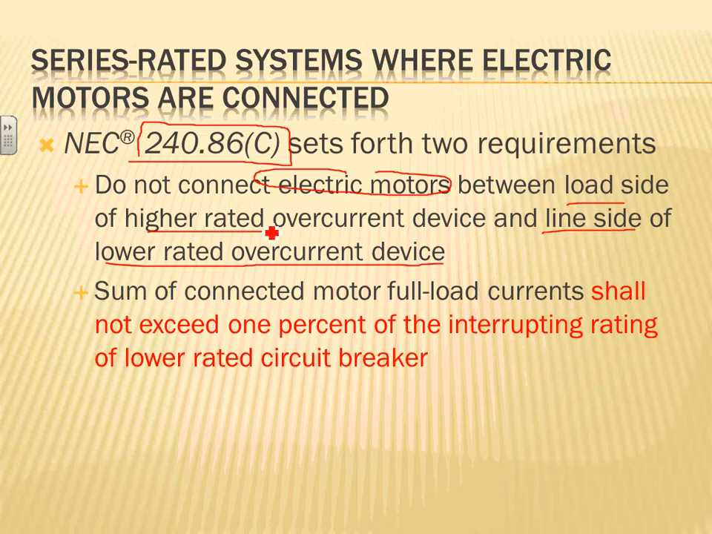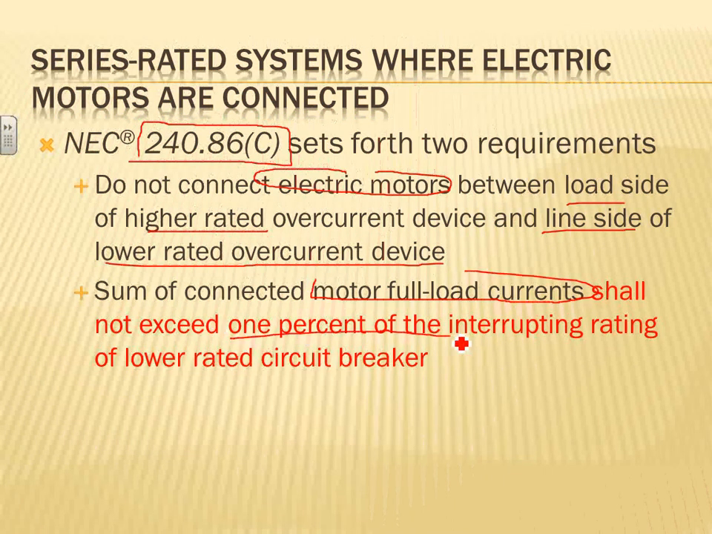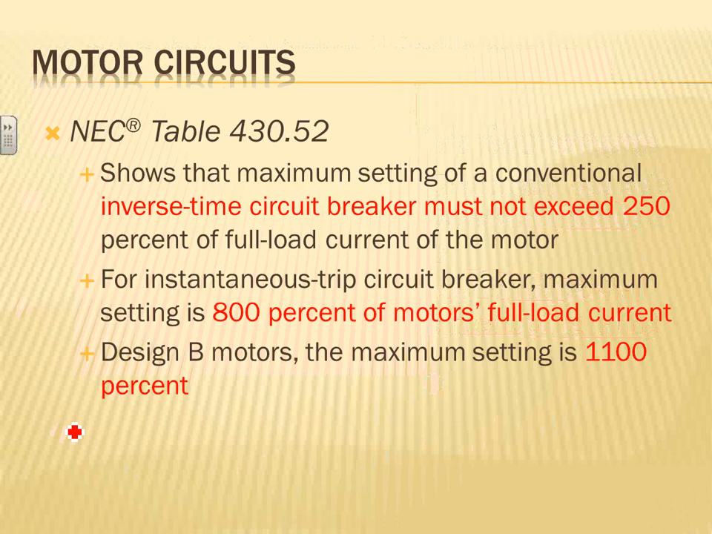There's an exception though. The sum of the connected motor full load current shall not exceed 1% of the interrupting rating of the lower rated circuit breaker. So that will allow you, if you have a smaller strip mall and there's a couple of smaller fans, to use smaller fans on a series rated panel. That exception is for very small equipment. So that's a couple of exceptions to use that one.